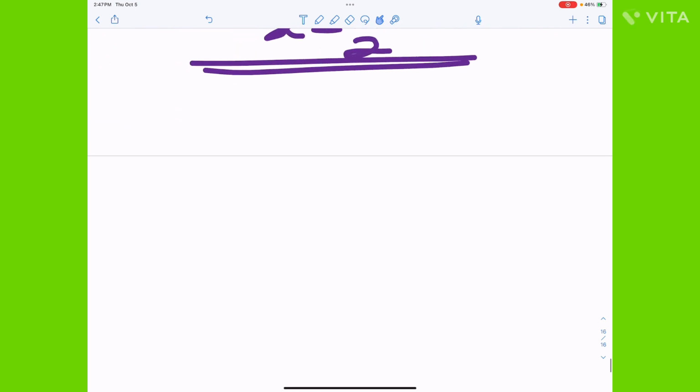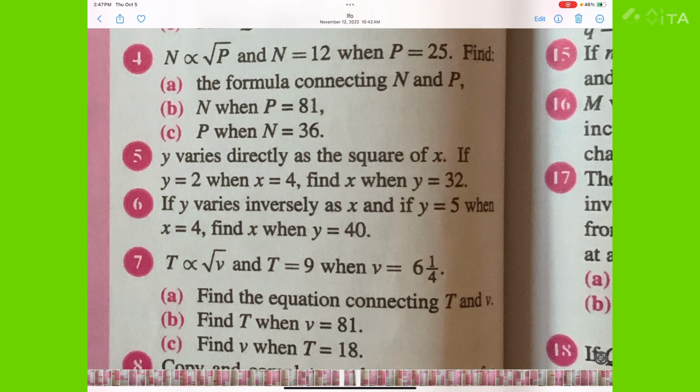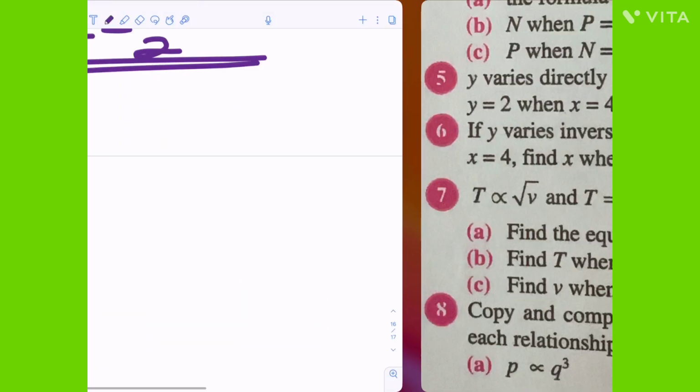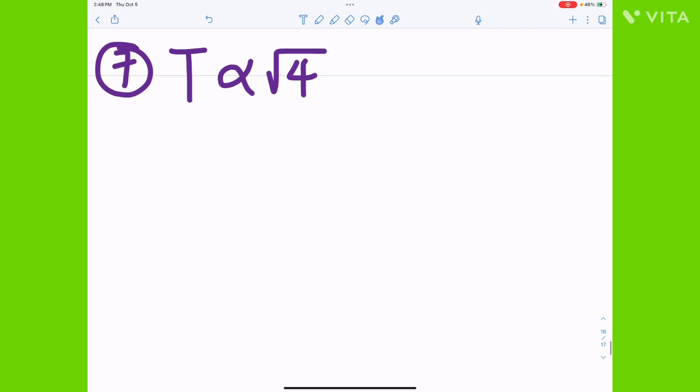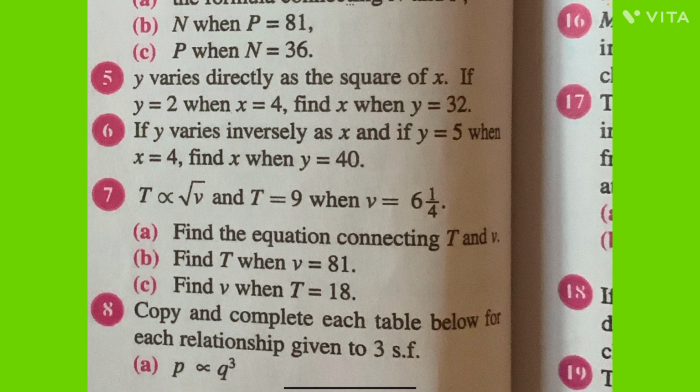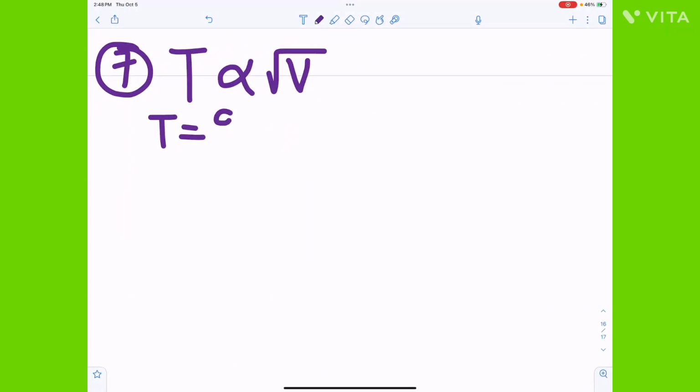That ends question 6. Number 7 now. T varies directly as the square root of v. Then the next part of the question says t is equal to 9 when v is 6 1/4.